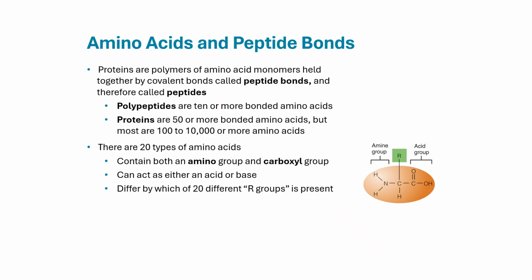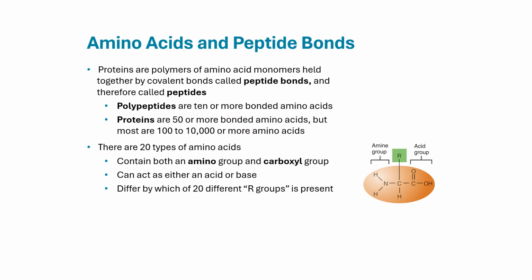So, amino acids and peptide bonds. To the right is a carbon atom single bonded to an amine group. Here's the amine group, the N and two H's. To the other side is a carbon single bonded to an acid group, which consists of a carbon double bonded to an oxygen and single bonded to a hydroxyl group. So we have carbon in the middle, an acid group on one side, an amine group on the other side.